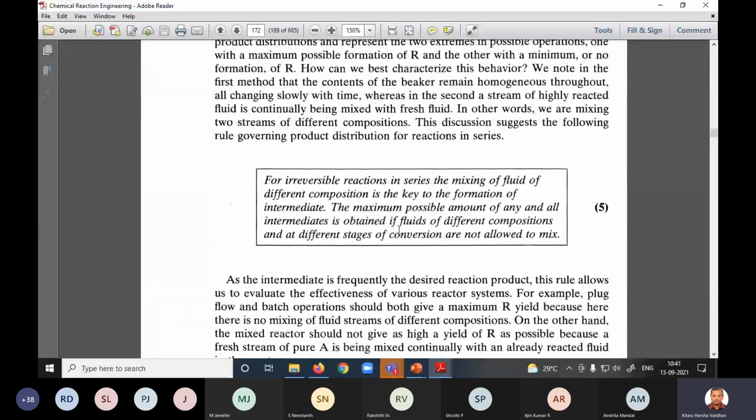So for any qualitative analysis of irreversible reactions in series, the mixing of fluids of different compositions is the key to the formation of the intermediate. It's very important. The maximum possible amount of any and all intermediates is obtained if the fluids of different compositions and at different stages of conversion are not allowed to mix.